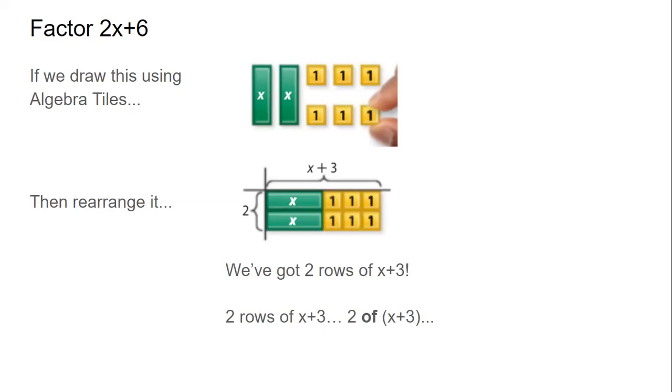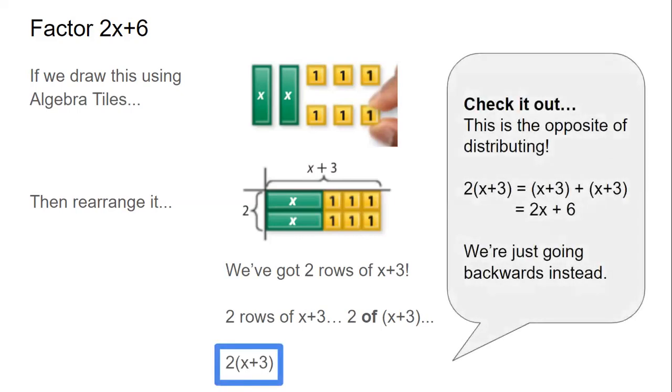And remember, of means multiplication. So in shorthand, we can write this as 2 times the quantity x plus 3. So this is like the opposite of distributing. If we were to distribute this, 2 times the quantity x plus 3, or if we were just to multiply it out, because that's what having 2 things is, we're writing it 2 times. So 2 times the quantity x plus 3, that's x plus 3 plus x plus 3. That's the same thing as 2x plus 6. It's just that we're going backwards instead.